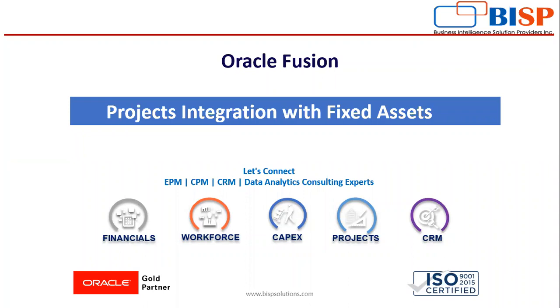So in today's video, we will see how to integrate the project module with the fixed asset module. What we do in projects is create the dummy asset and then push the cost of that dummy asset to the fixed asset. We capitalize the cost of that asset in the fixed asset module by pushing the cost from projects to fixed asset. So for its integration purpose, we have to do some basic configuration in the fixed asset module first.